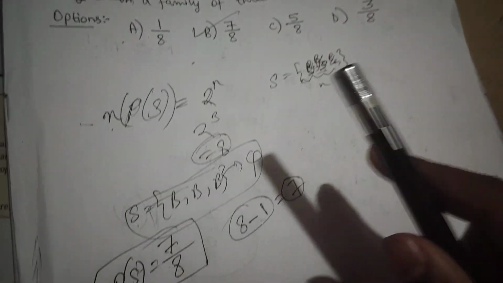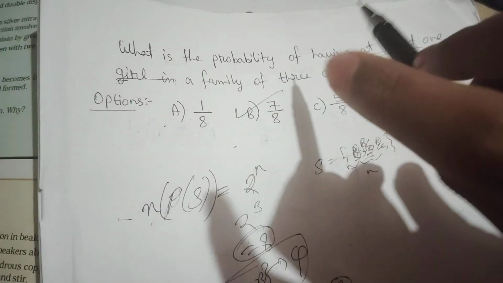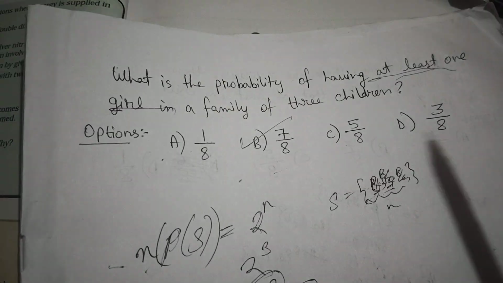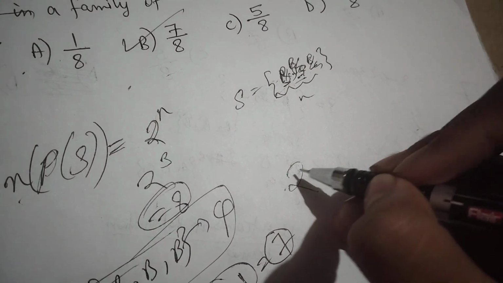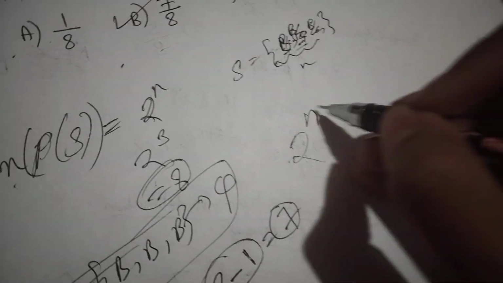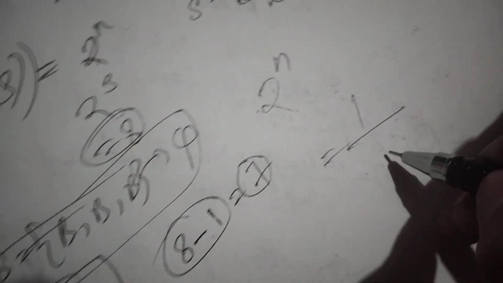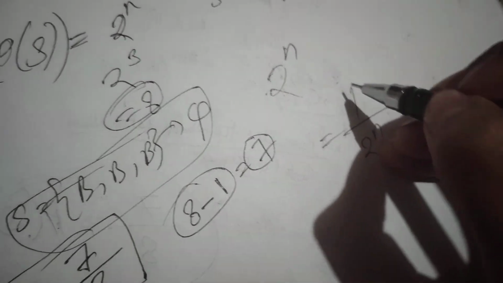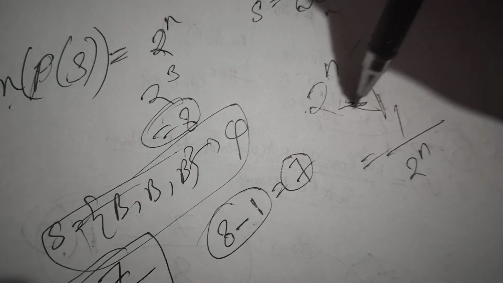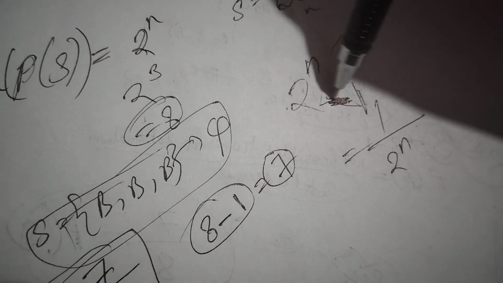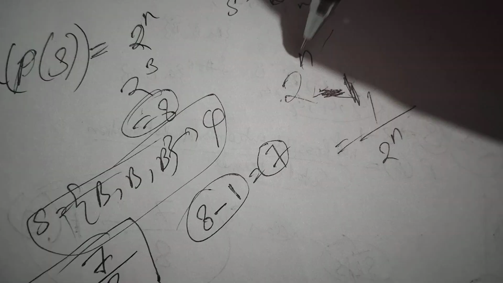What I want you to do, if we have any kind of question that resembles this, you would have the total number of elements. Use this formula, put the total number of elements, and whatever value you get, that's going to be your denominator, and the numerator is going to be 1 minus this number. It's going to be 1 minus this number.